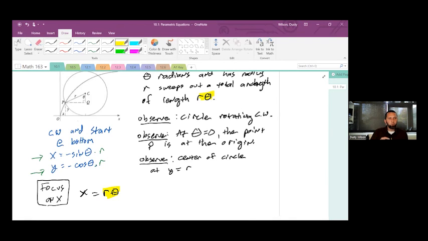But it's not exactly r theta. We also have to account for where the point P is. The r theta will be giving me the x coordinate of the center. Here's my r theta, and then I need to adjust for the x coordinate of the point within it, and that's given by the minus r sine theta. So I have r theta minus r sine theta, or in other words, r times theta minus sine theta.